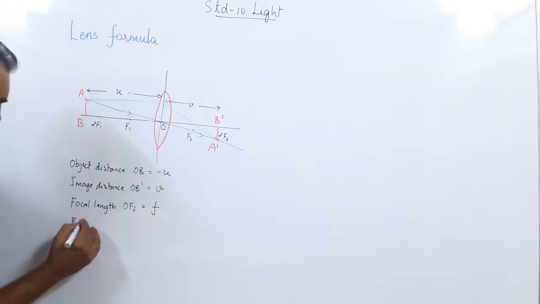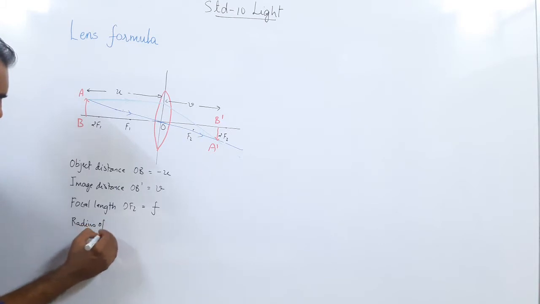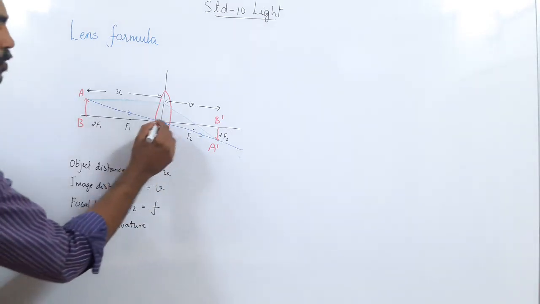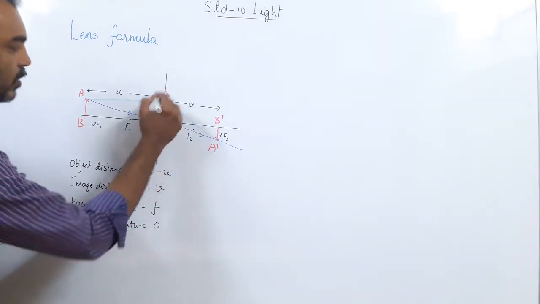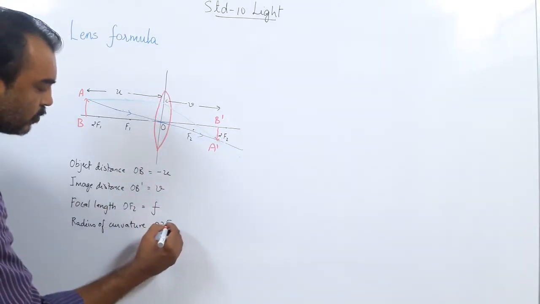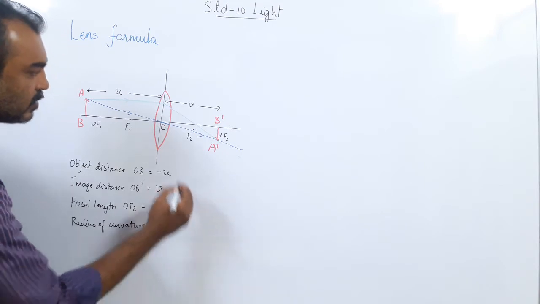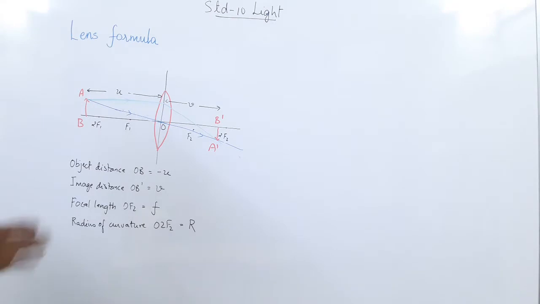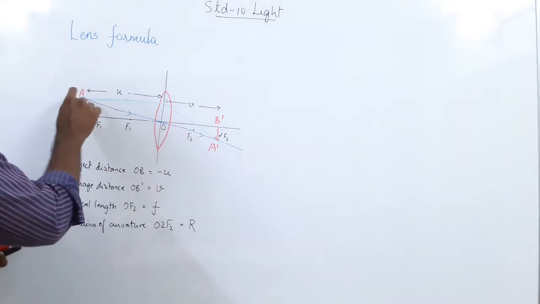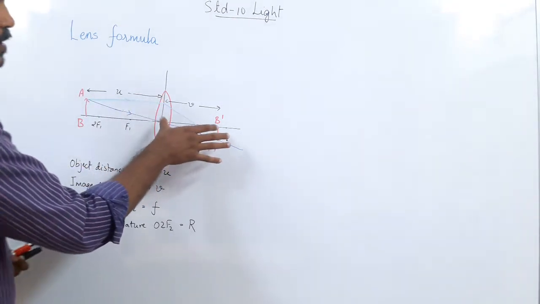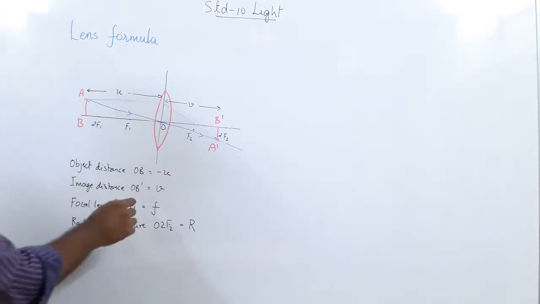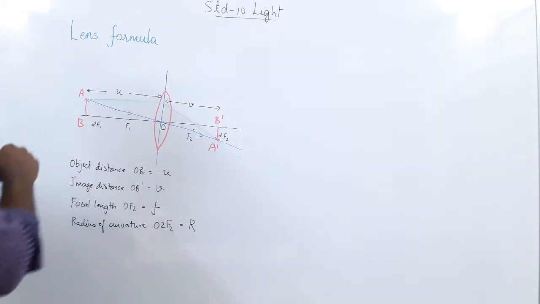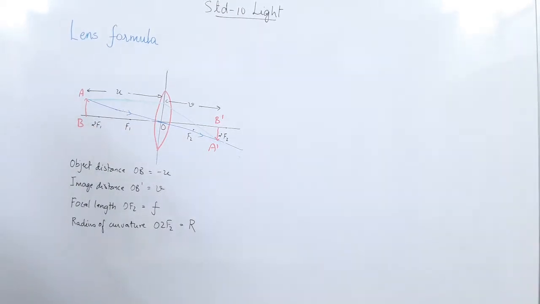Because it is on the right side, we'll just write it F. And the radius of curvature is O2F2, the radius of this side, that we'll write R. This is also positive because when light falls from this side for the lens, the radius of curvature is on the right, the focal length is on the right, the image is also on the right, only the object is on the left. So we have got this.